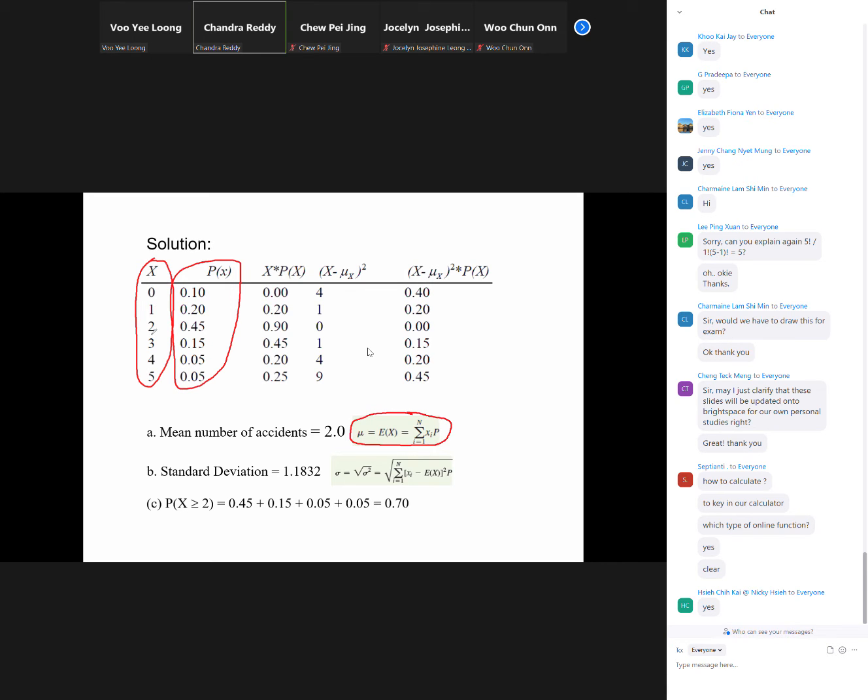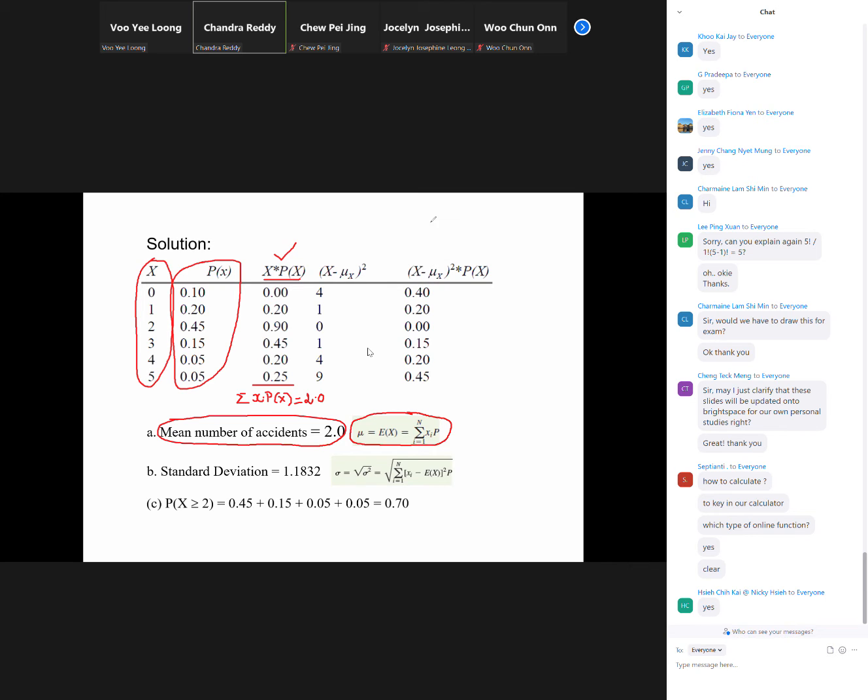Because it is tabulated data, we prepare another column, so we multiply x with the probability of x. Then you add up the sum of x times probability of x. So if you add this up, 0.2 plus 0.9 is 1.1, plus 0.45 is 1.55, plus 0.2 is 1.75, plus 0.25 is 2.0. So the sum of x times probability of x is 2.0. That is the mean number of accidents for the given discrete probability distribution. This is how we can estimate the mean number of accidents for the given data.